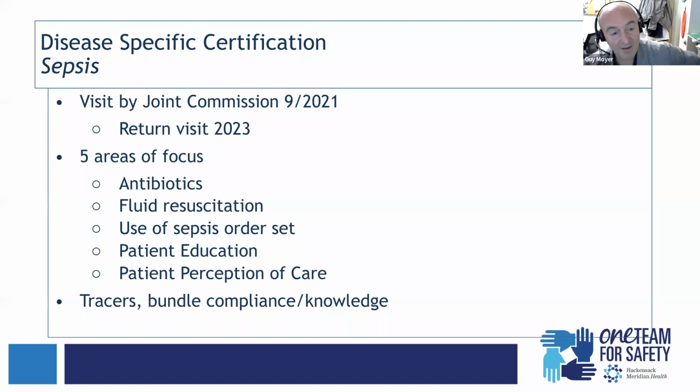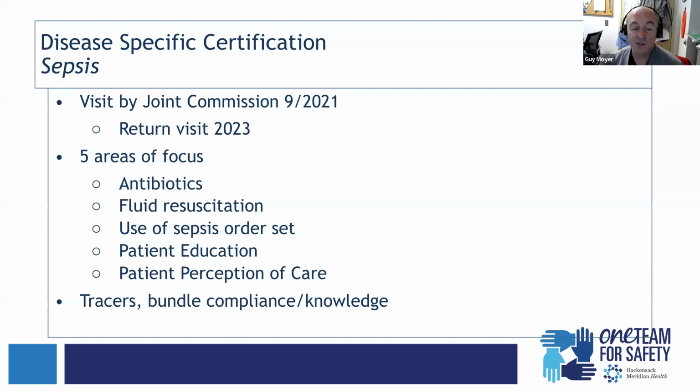They want to make sure that the physicians in the emergency room, as well as in-house the hospitalists and the intensivists, are using the sepsis order set for patients that are in that criteria. They also want to make sure that patient education has been provided. And they want to know that the patient has a perception of care related to sepsis.